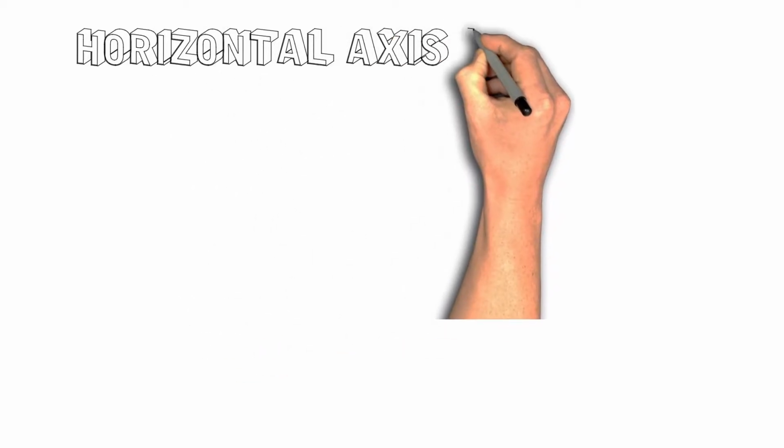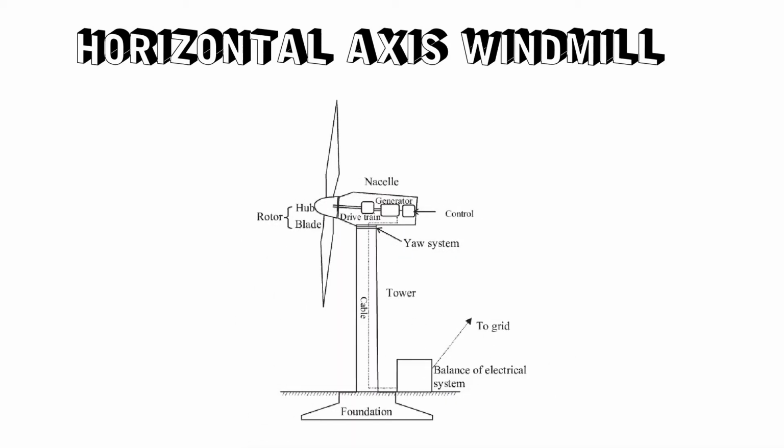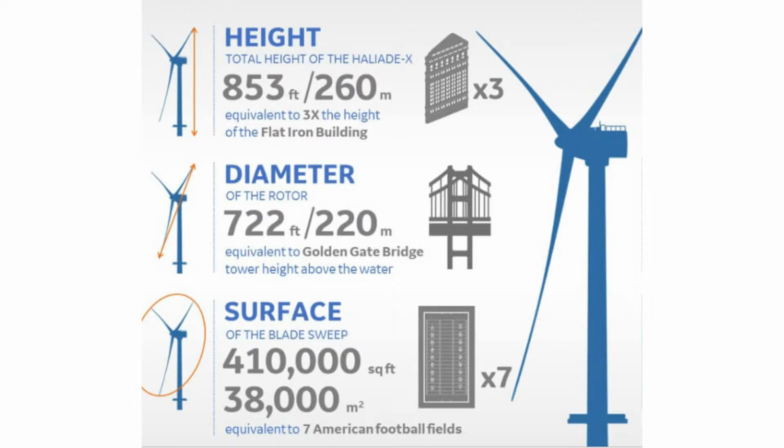Let's know about horizontal axis. Most wind machines being used today are the horizontal axis type. Horizontal axis wind machines have blades like airplane propellers. A typical horizontal wind machine stands as tall as a 20-story building and has 3 blades that span 200 feet across. The largest wind machines in the world have blades longer than a football field. Wind machines stand tall and wide to capture more wind.